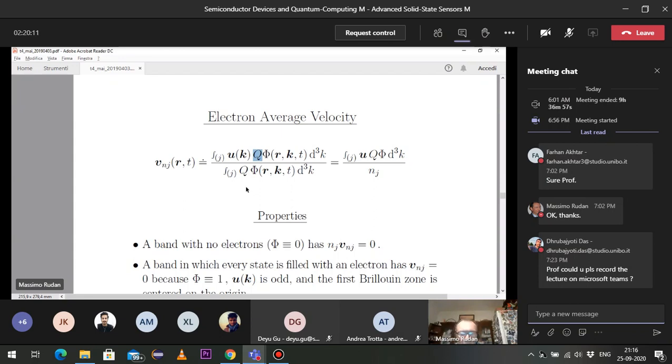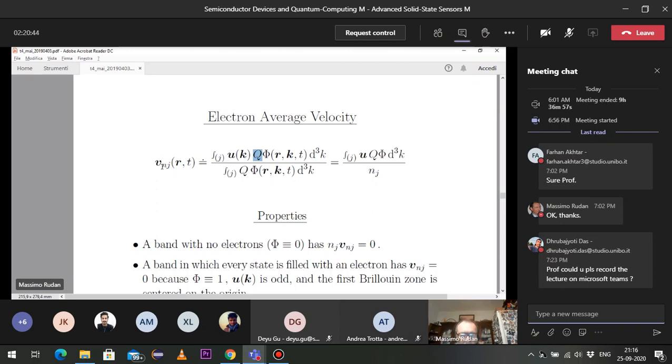If you now observe that the k vector is saturated by the integration, the average velocity turns out to depend on position r and time, okay? Depends on position and time. And we call it v. So v is a vector because u originally is a vector.